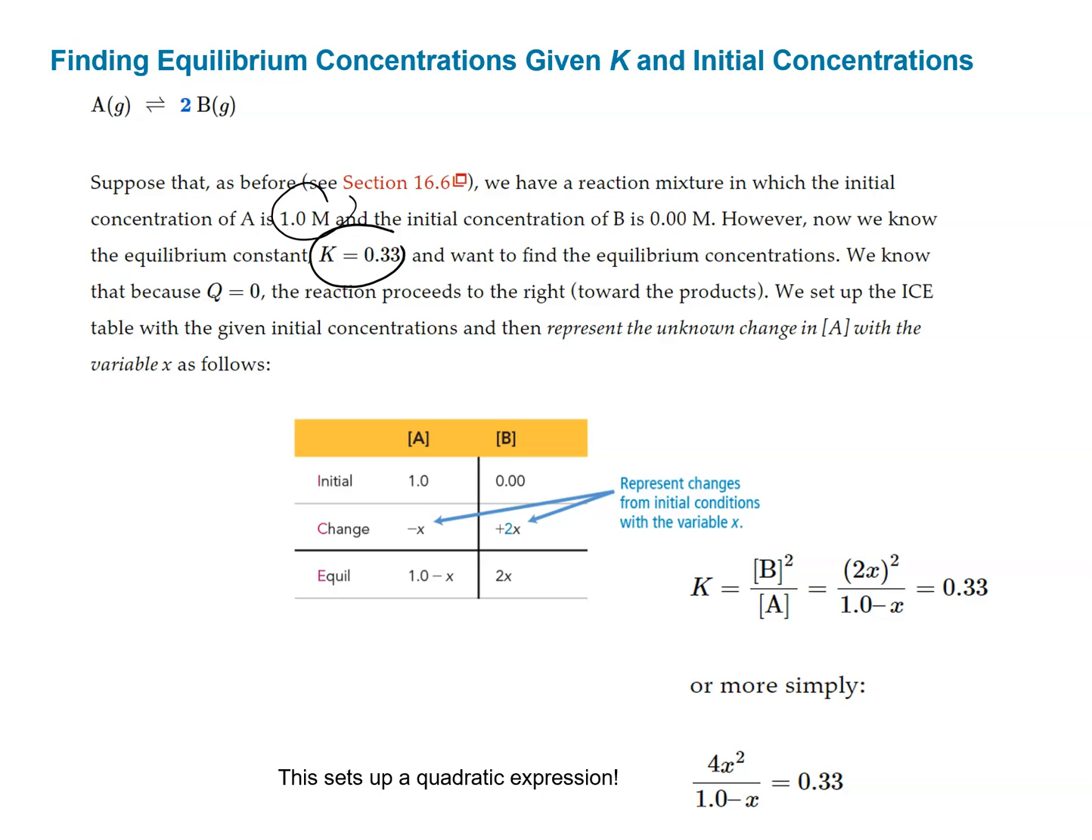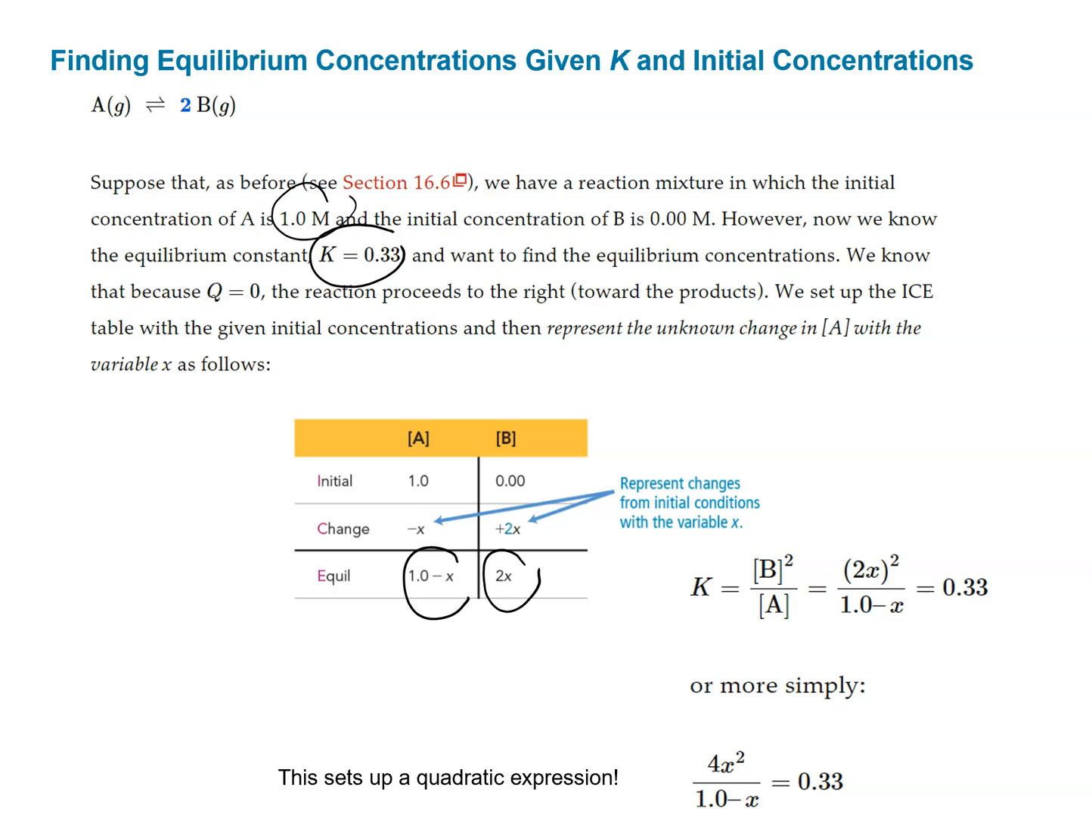And we can set up the ICE table to represent this. So in this particular ICE table, for initial concentrations, A will be 1 mole per liter, B will be 0 moles per liter. Our changes, because we have 1 molar equivalent of A leading to 2 molar equivalents of B, will be minus X for A, because it's being consumed, and plus 2X for B, because it's being formed in that 1 to 2 molar ratio. And then our equilibrium concentrations can be expressed as 1 minus X and 2X.